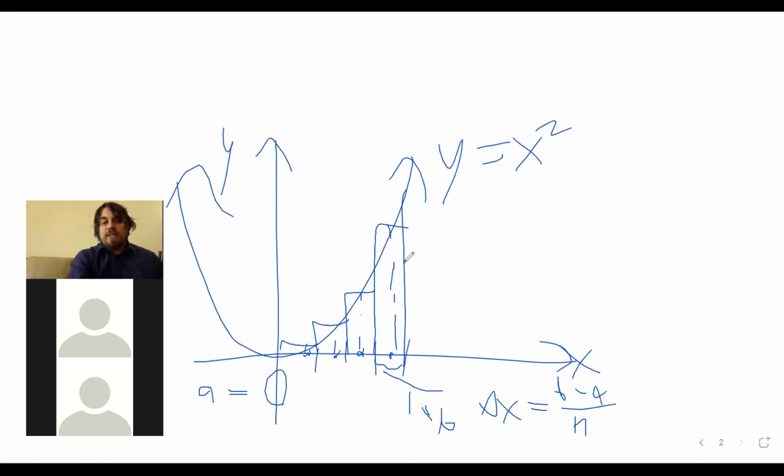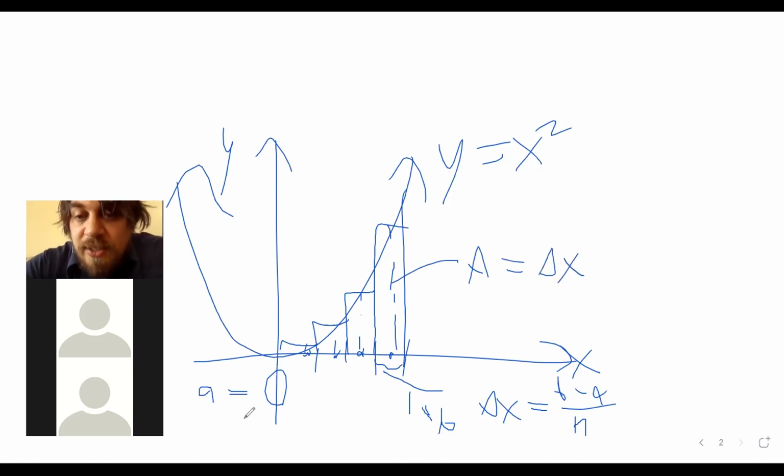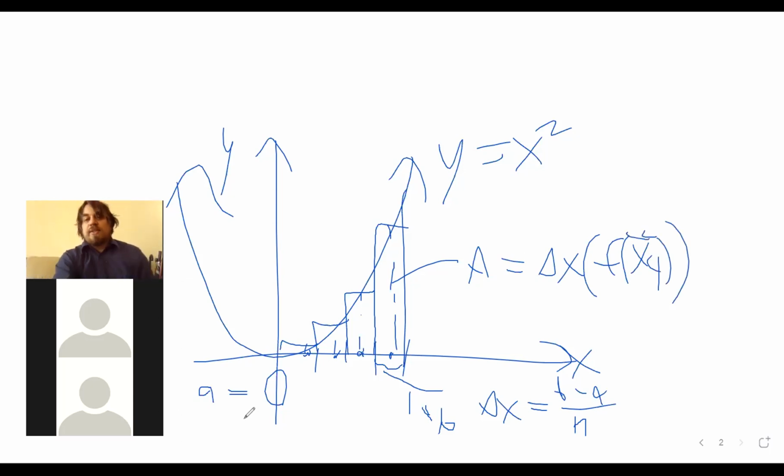And so the area of this rectangle is delta x, b minus a over n, times f of x sub 4 bar. So for instance, the area of that one would be delta x times f of x sub 4 bar for the x. So x sub 4 bar would be this point. f of x sub 4 bar would be the height of the rectangle, and delta x would be the base. Base times height is the area of a rectangle. The area A4, the area of the fourth rectangle, would be delta x times f of x sub 4 bar.